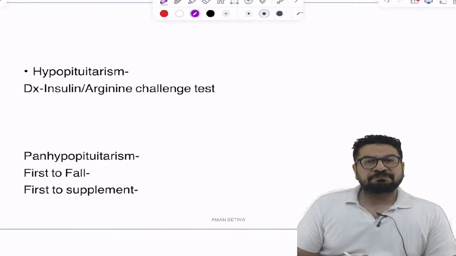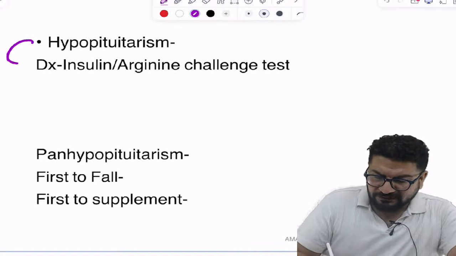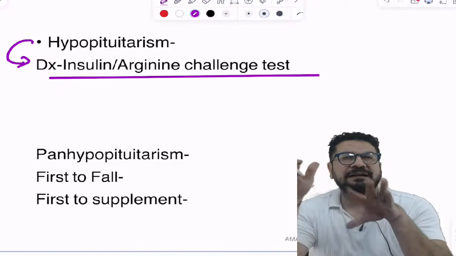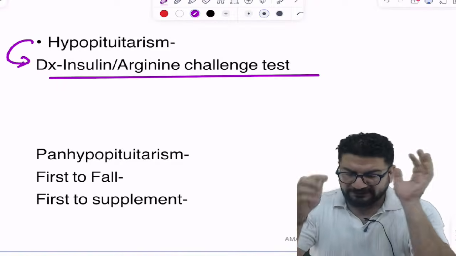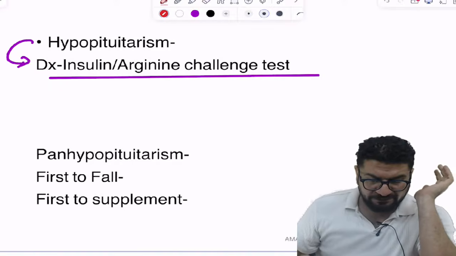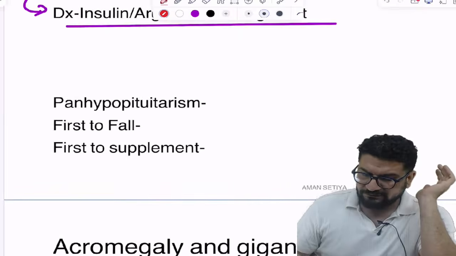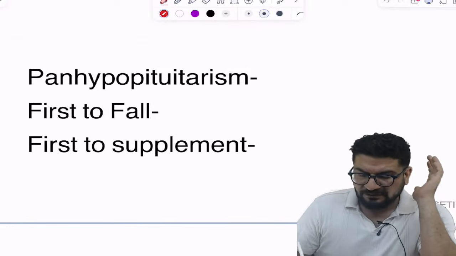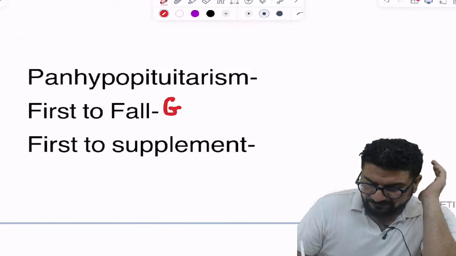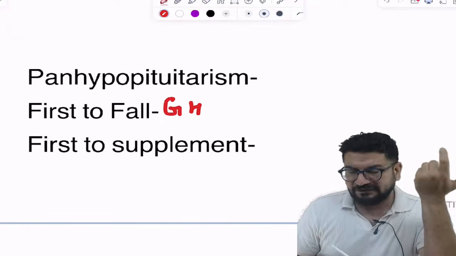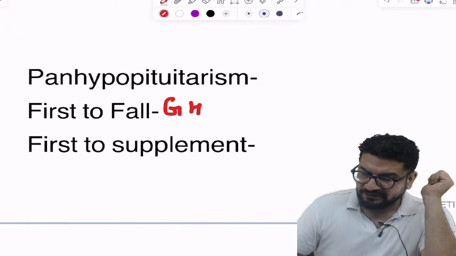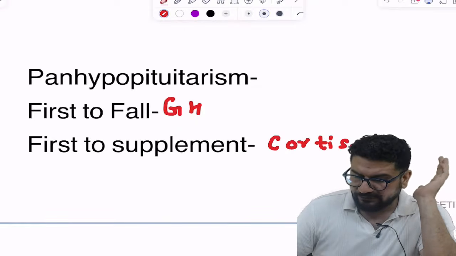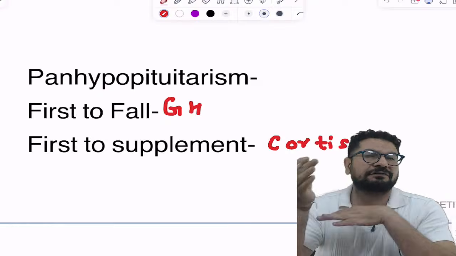Okay, now coming to hypopituitarism, we do a test called the insulin arginine challenge test. Suppose a person is having panhypopituitarism, meaning all the hormones are decreased. So the first hormone to fall, सबसे पहले क्या होगा? First hormone to fall, which hormone will this be? Anyone? सबसे पहले कौन सा hormone fall होगा? It will be your growth hormone. And the first hormone you will supplement, which hormone will you give to the patient? Because ACTH will also go, we have to give cortisol. And after cortisol we have to give T3, T4.